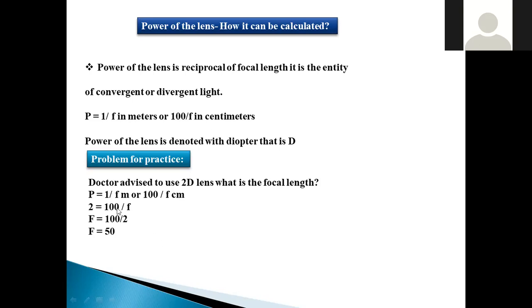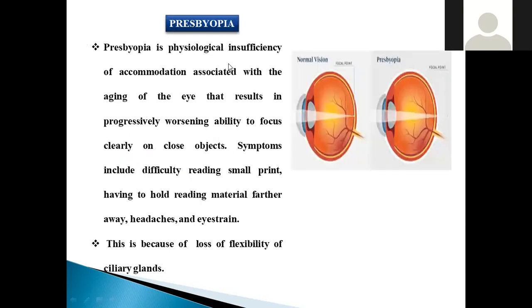In this way, there is a relation between the power of the lens and the focal length. Power of the lens is the reciprocal of the focal length, calculated by the formula P is equal to 1 by F. It is always denoted with the term D. D stands for diopter. With this, we completed vision defects and the suitable measures to correct them. Myopia, hypermetropia, and one more, presbyopia. These 3 topics got covered in today's session.